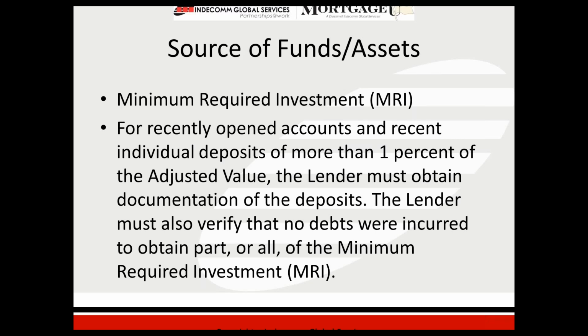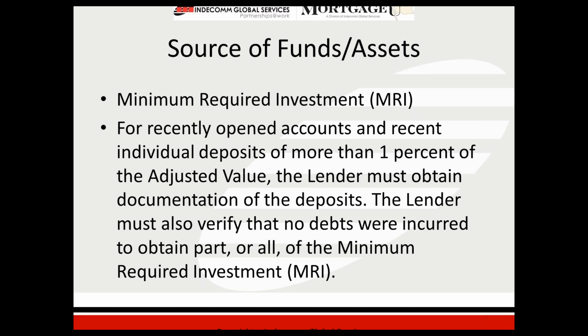If you also look on screen, the second bullet point, there's a new term called adjusted value that appears as well. And the adjusted value for a purchase transaction would be the lesser of the sales price or the appraised value. So for this slide, we're talking about recently opened accounts and recent individual deposits. So looking at your borrower's assets, for recently opened accounts and recent individual deposits of more than 1% of the adjusted value, the lender must obtain documentation of the deposits, and you also have to verify that no debts were incurred to obtain part or all of the minimum required investment.